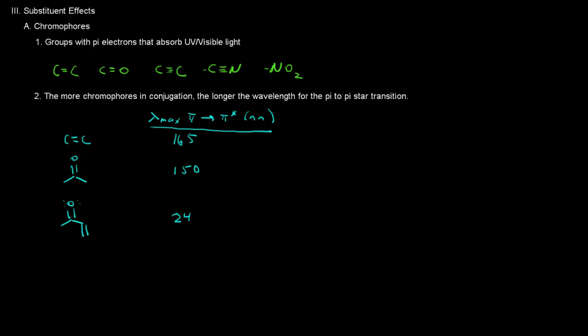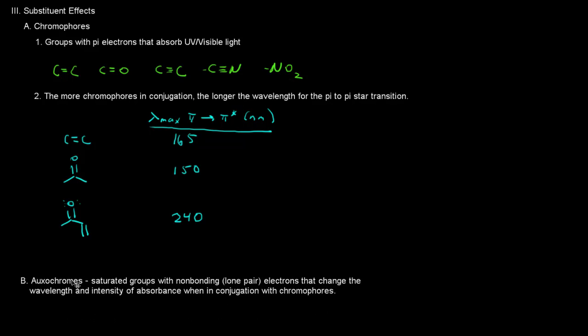And so the first two functional groups in isolation, carbonyls and alkenes, are not UV active. They do not appear in ultraviolet visible spectra. Putting them in conjugation, we get an absorption that's clearly visible in an ultraviolet spectrum at 240 nanometers. The second type of substituent I'd like to mention are oxychromes.